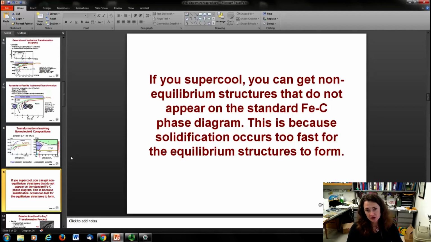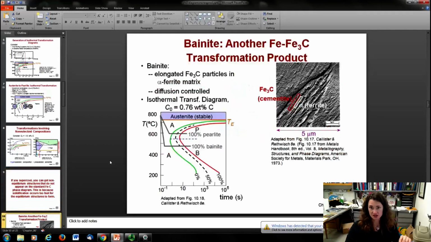And they don't appear because the solidification occurs too fast for those equilibrium structures to form, and so you get these non-equilibrium structures. Now, if you give it enough time, maybe the age of the universe or whatever, then it would move out of those non-equilibrium structures into something that would appear on your phase transformation diagram. Okay, so the first of those that I'd like to talk about is bainite, which is, of course, another transformation product that's a non-equilibrium structure.